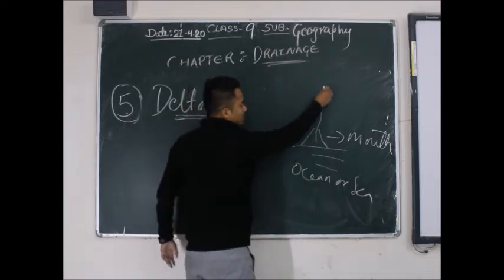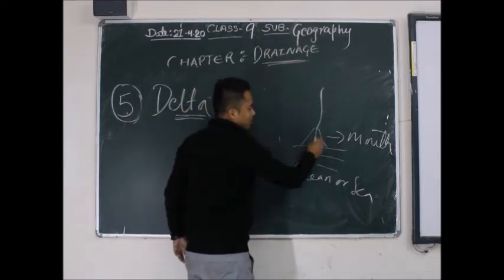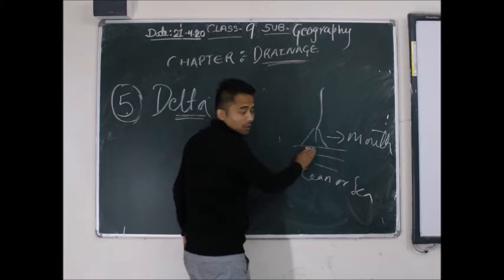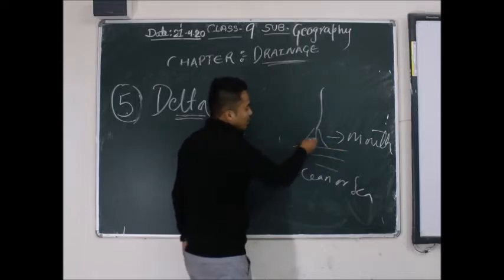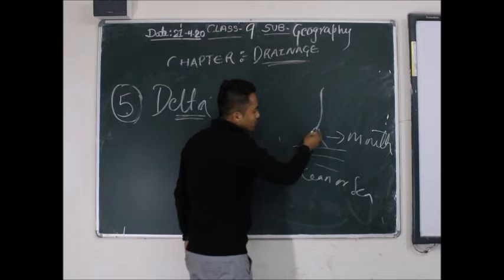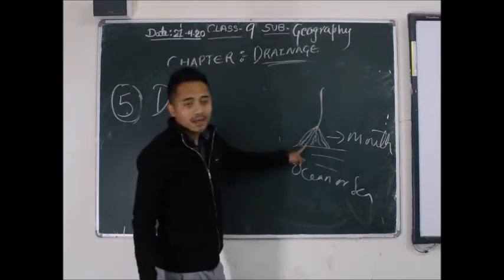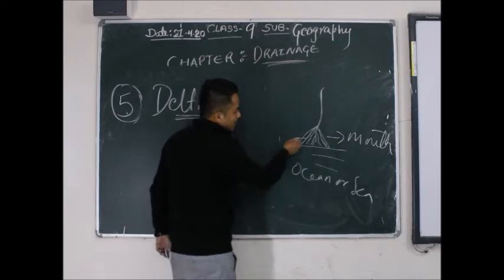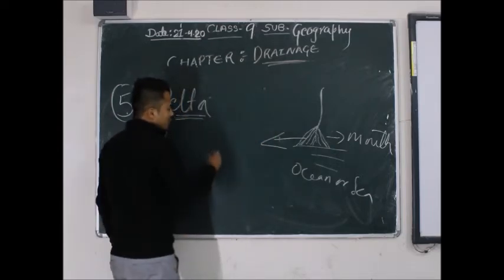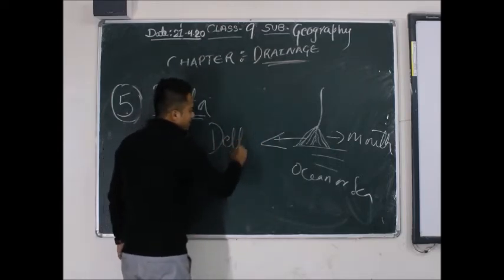When the river reaches the edge of the ocean or the sea, when it's about to reach the sea, the river slowly distributes itself, creating a pattern in this manner, and this structure of the river is called delta.